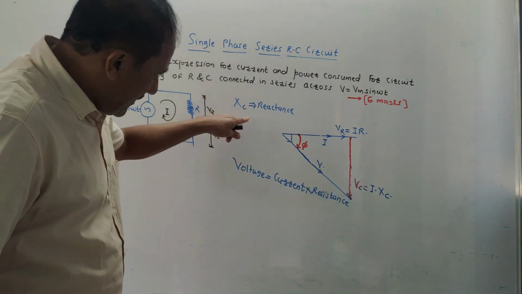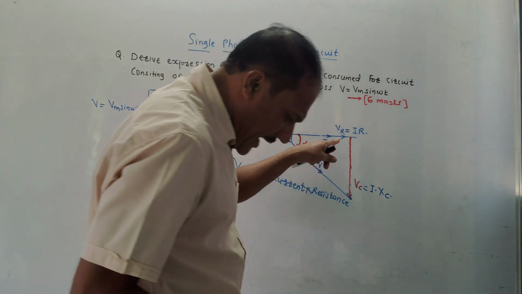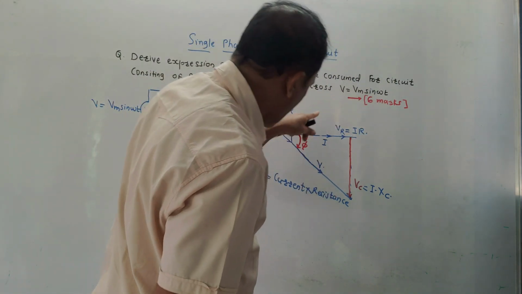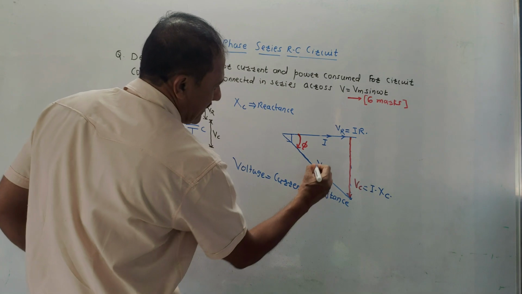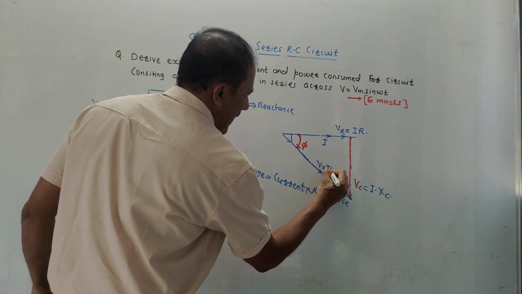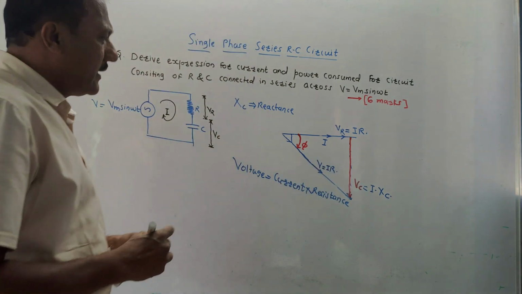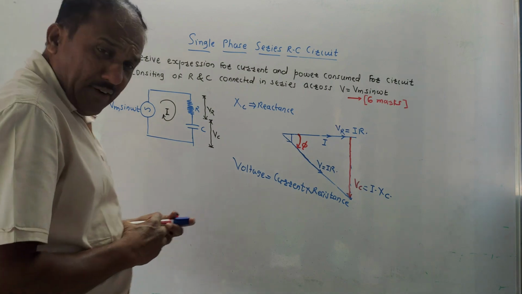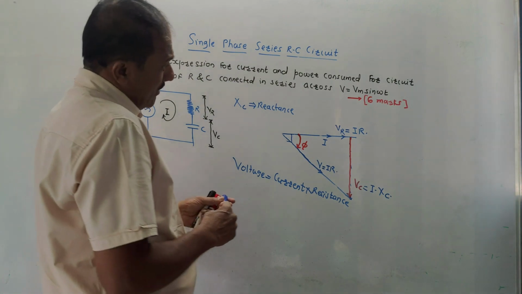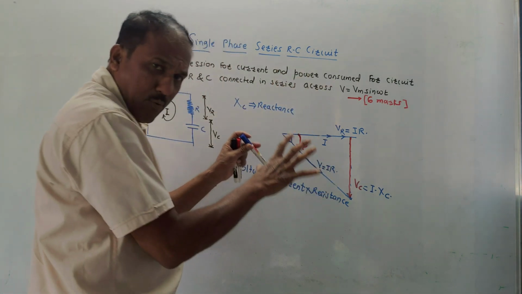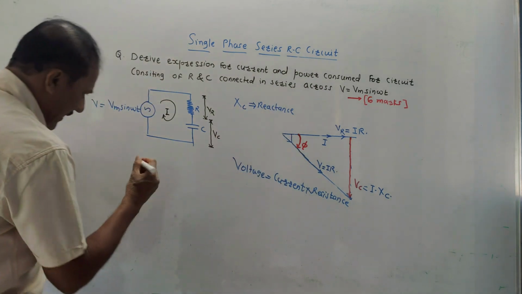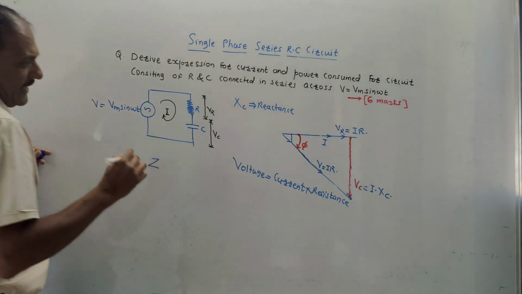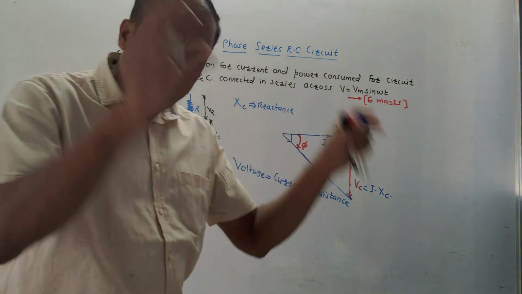Now, these are the values of voltage which I have expressed in terms of current and resistance. Similarly, this voltage V is equal to I into R. This is the resultant voltage. Now, if it is asked to draw the diagram for impedance, do remember impedance is denoted by Z. Impedance is what? Addition of all resistances.